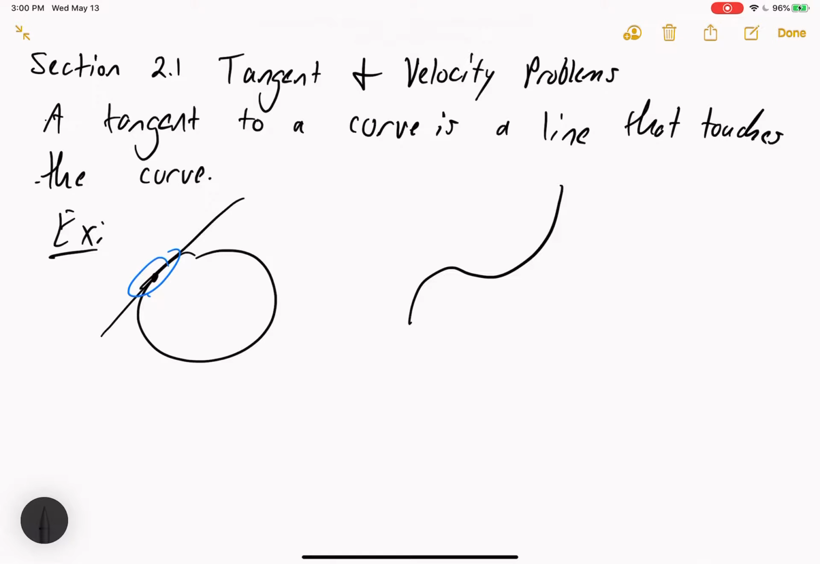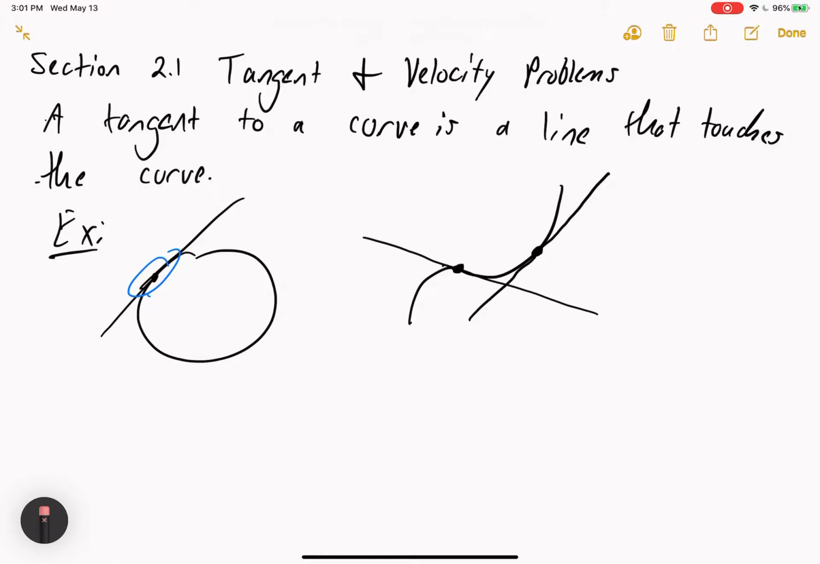Another example: if we take a curve like this and look at a point right there, the tangent line would look kind of like that. It has to go through this point, and it still tries to capture the behavior of the curve right at that point. Another example on this curve would be like this, where again this line, a tangent line, goes through this point and still changes at the same rate that the curve does.